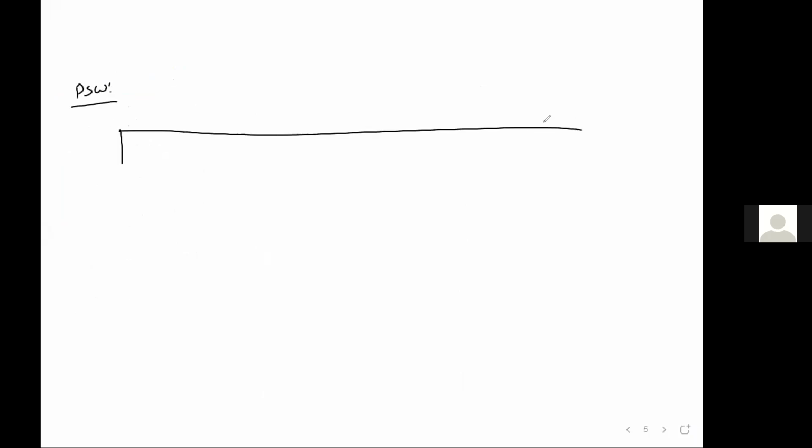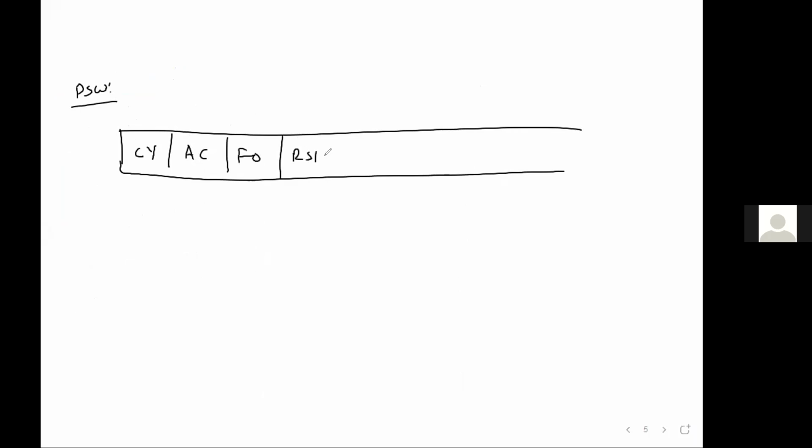Okay, so if I draw this, first of all, we have got carry, then auxiliary, then F0, then RS1, then RS0, then the overflow flag, then something that we don't need, then the parity flag. So this is your PSW bit 0, then this is 1, then 2, 3, 4, 5, 6, and 7.